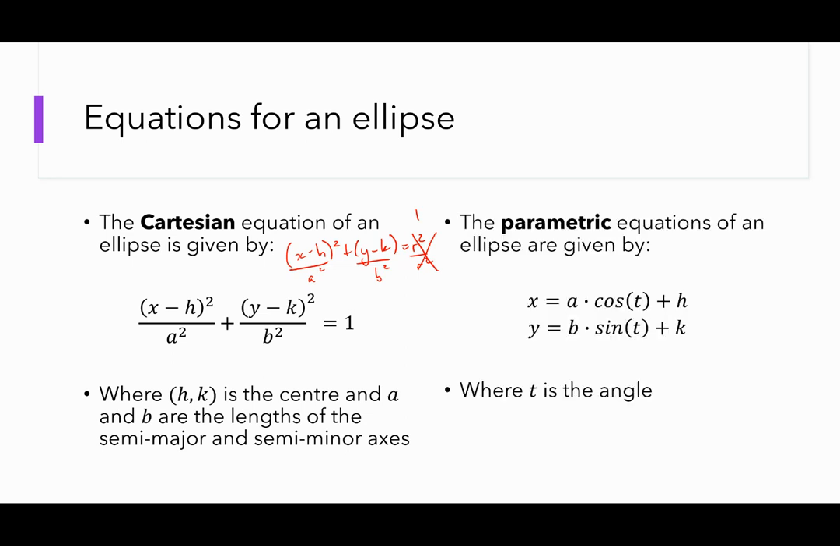The parametric equations are similarly a and b change from r. Otherwise, everything else stays the same.